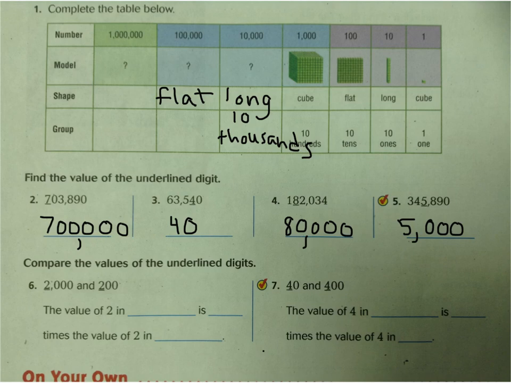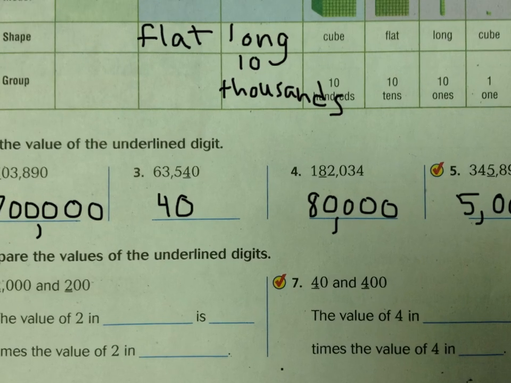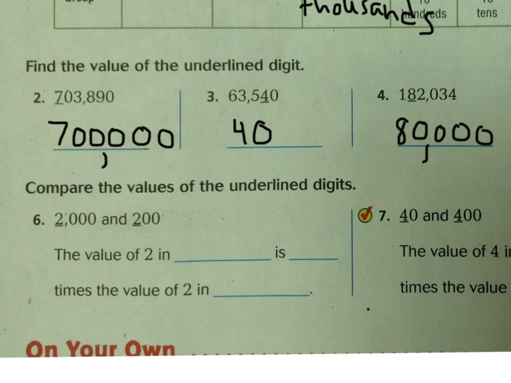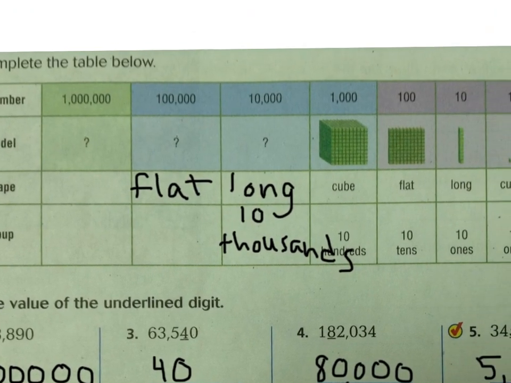Now, the next ones I want to focus on are a little bit more tricky, but they're very important, so we're going to take a look at them. It says, compare the values of the underlined digits. We've got a 2,000 and a 200. And we want to know, basically, how much bigger is this 2 than this 2. And they kind of set you up with a template here. So the way you fill that in is the value of the 2 in 2,000 is how many times the value in 200?